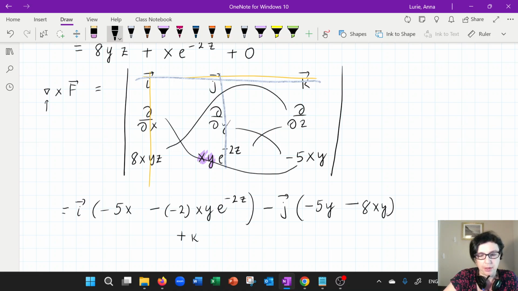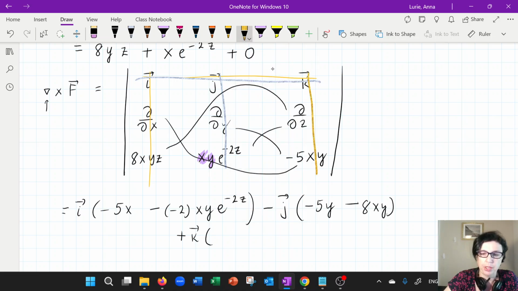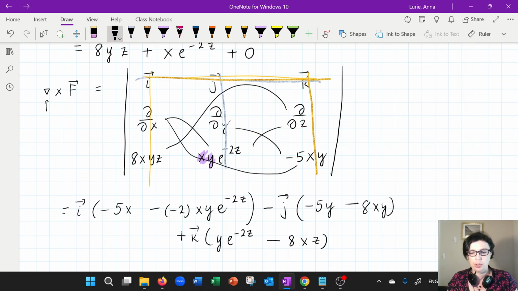Finally, the k component. That's when we cross out this row and this column, the first row and the third column. So that's with respect to x, which gives y e to the negative 2z. And then we subtract this with respect to y, which is 8xz. So that's pretty much it.